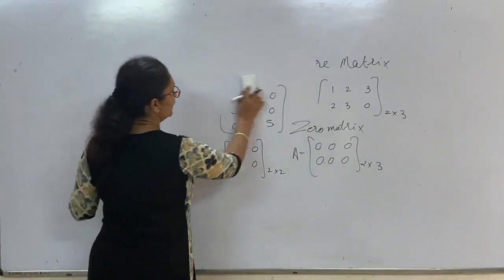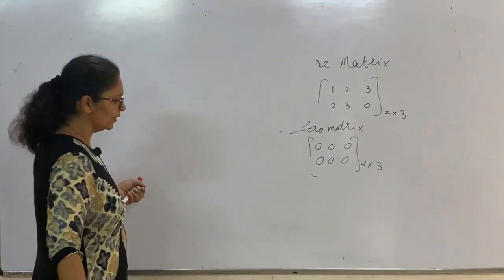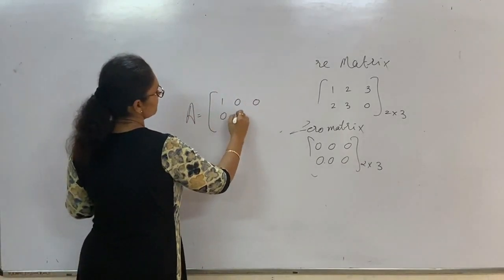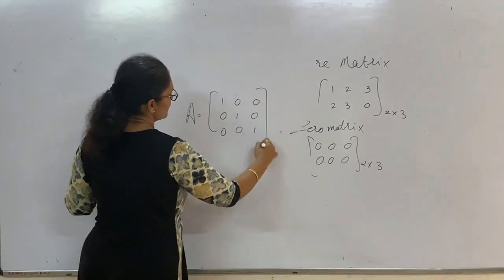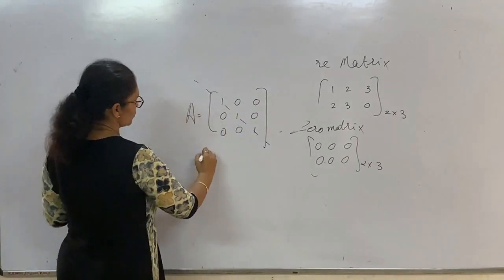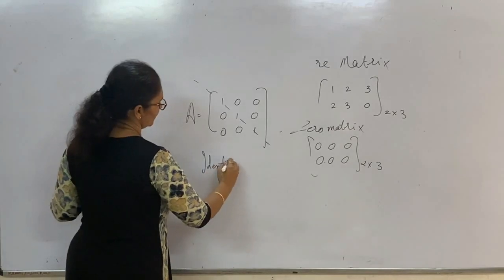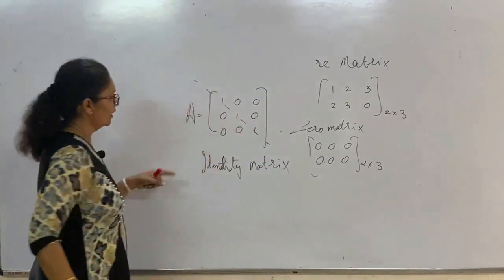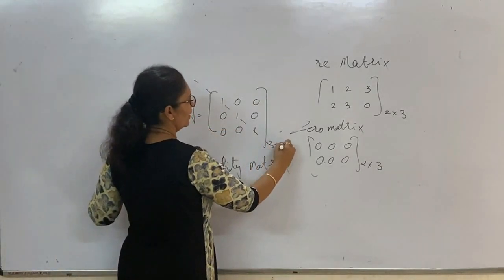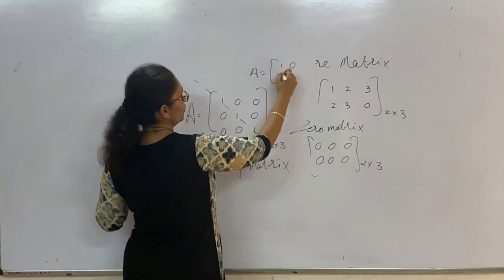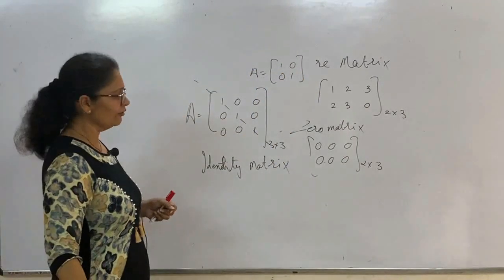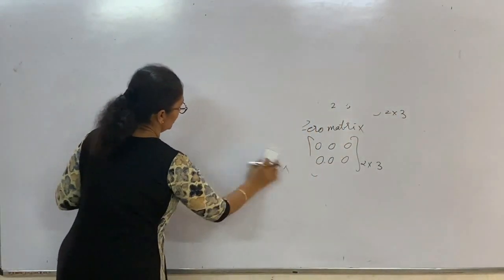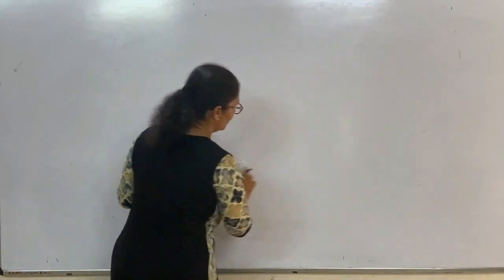Now one more, the identity matrix. Identity means the principal diagonal of the matrix is 1, 1, 1. If the principal diagonal is 1, 1, 1, this is called an identity matrix. This is 3 by 3. Similarly, the identity matrix in 2 by 2 is 1, 0, 0, 1. Means the elements of the principal diagonal are 1, 1, 1. Then it is said to be an identity matrix for 2 by 2 or 3 by 3.